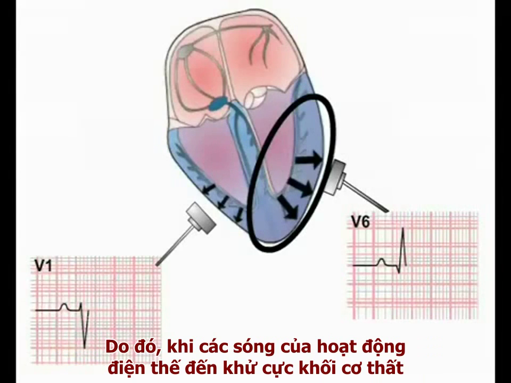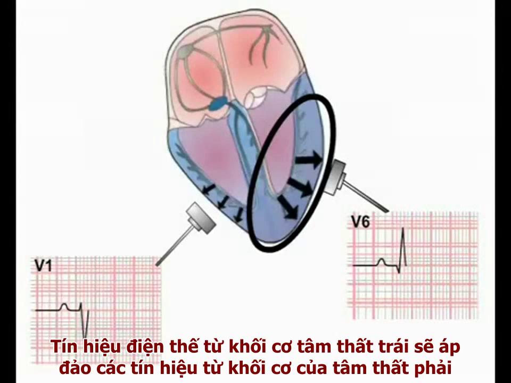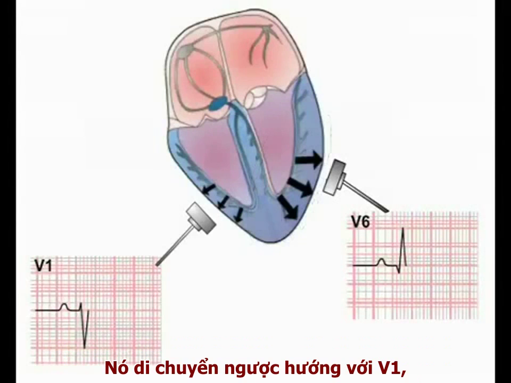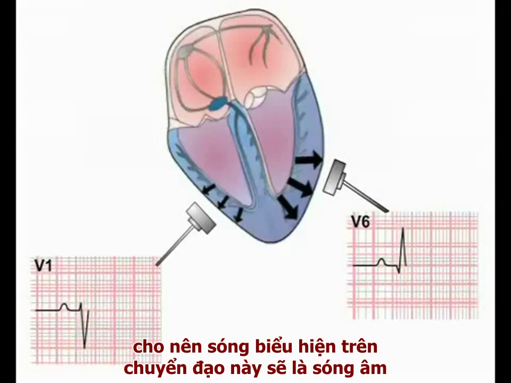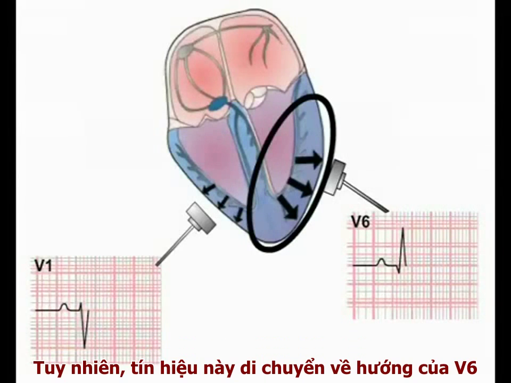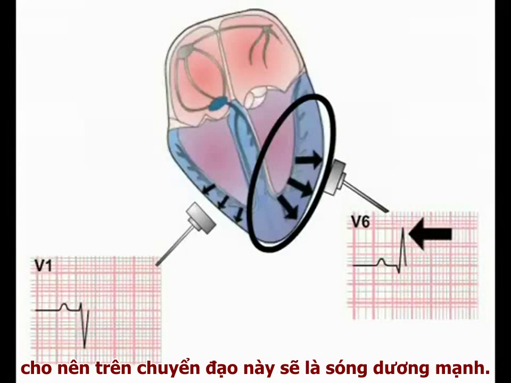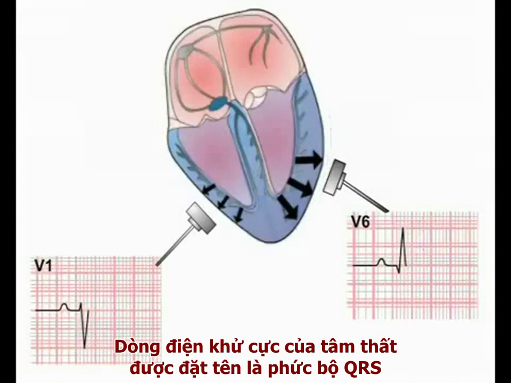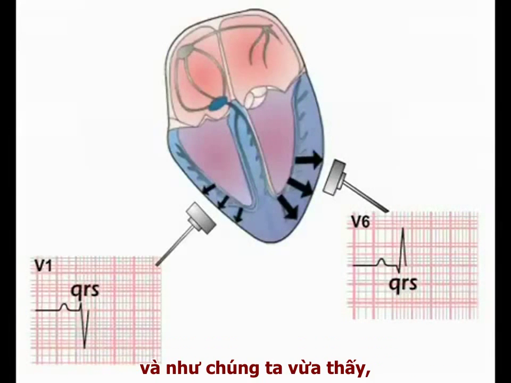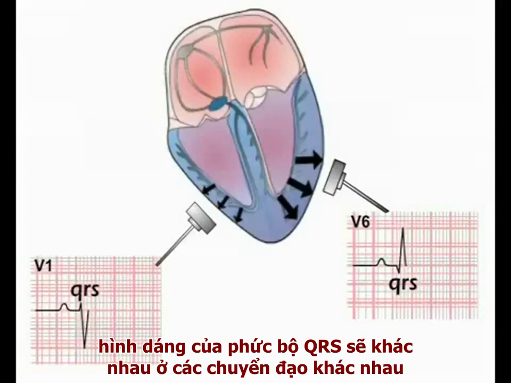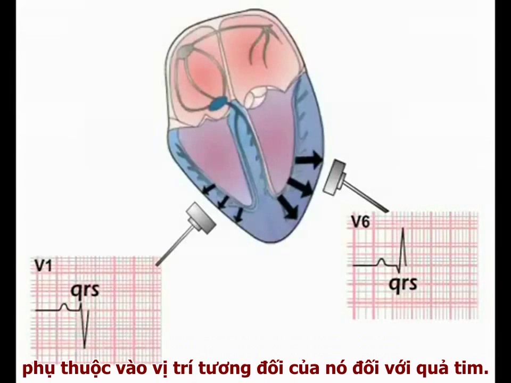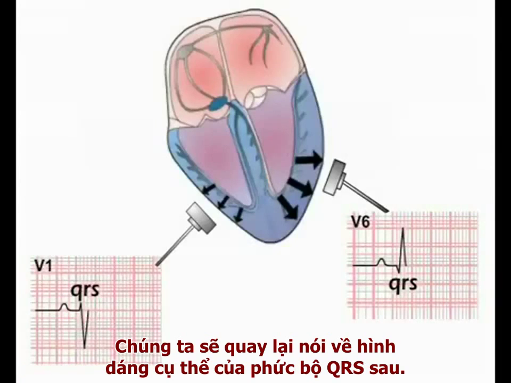Therefore, as the wave of electrical activity reaches the main muscle mass of the ventricles, the left ventricular signal overwhelms all other signals, and as it is moving away from V1, the deflection produced on the ECG recording from this lead becomes negative. In contrast, however, this signal is moving towards lead V6, producing a strong positive deflection. The flow of depolarizing current around the ventricles is recorded as the QRS complex, and as we've just seen, the morphology of the QRS complex differs predictably in the ECG leads depending on their position relative to the heart. We'll come back to the precise nomenclature of the QRS complex later.